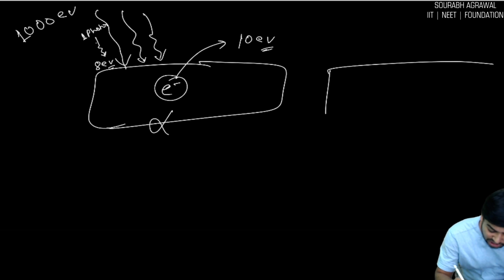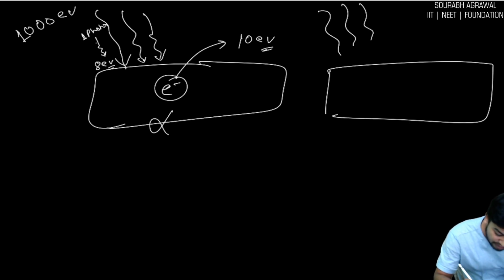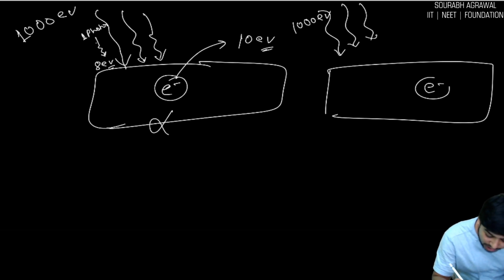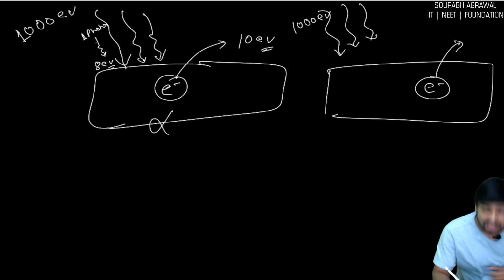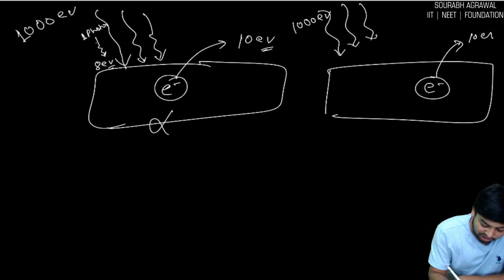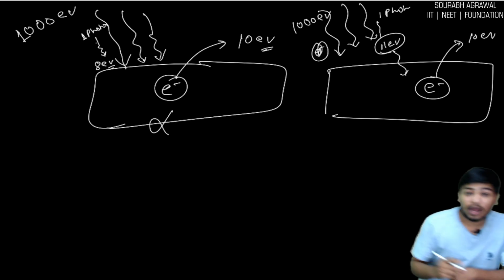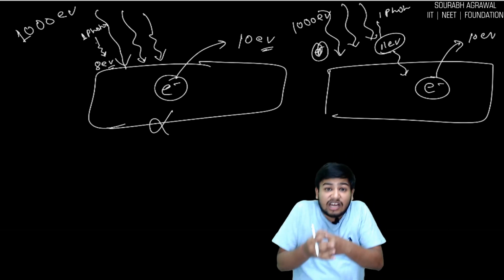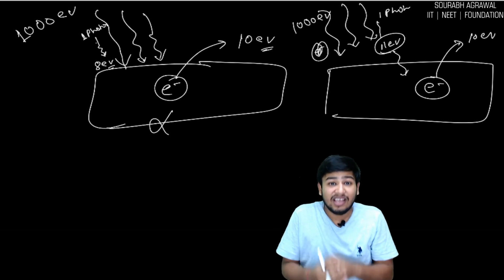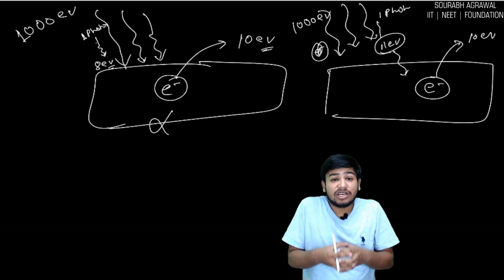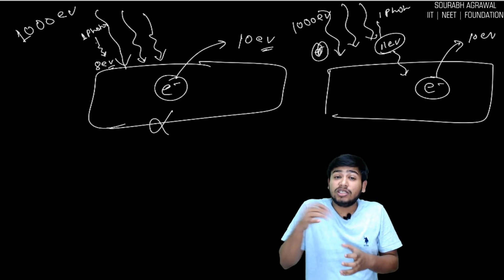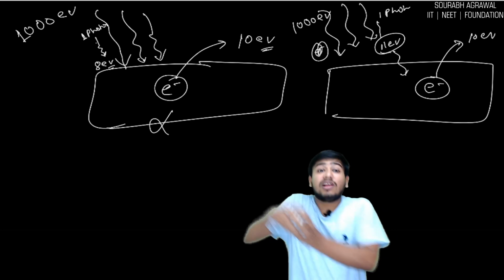In the second situation, you have applied the same energy, 1000 electron volt. The energy required to bring this electron out is 10 electron volt, and the energy of one photon here is 11 electron volt. Now what will happen? That electron will get 11 eV. How much energy is required to break? 10, but how much is it getting? 11. So this electron will come out.